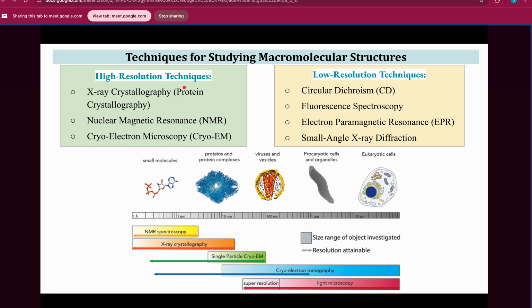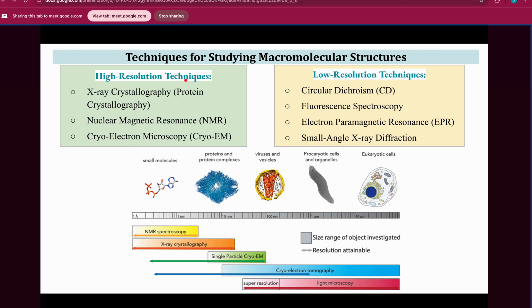Now we will see that the techniques can be divided into two categories. One is the high resolution techniques and the other one is the low resolution techniques. The high resolution techniques are the ones in which you can distinguish among the objects clearly, so atomic level resolution is higher. That means you can clearly distinguish between two atoms present inside the macromolecules, whereas low resolution means that you cannot properly distinguish among them.